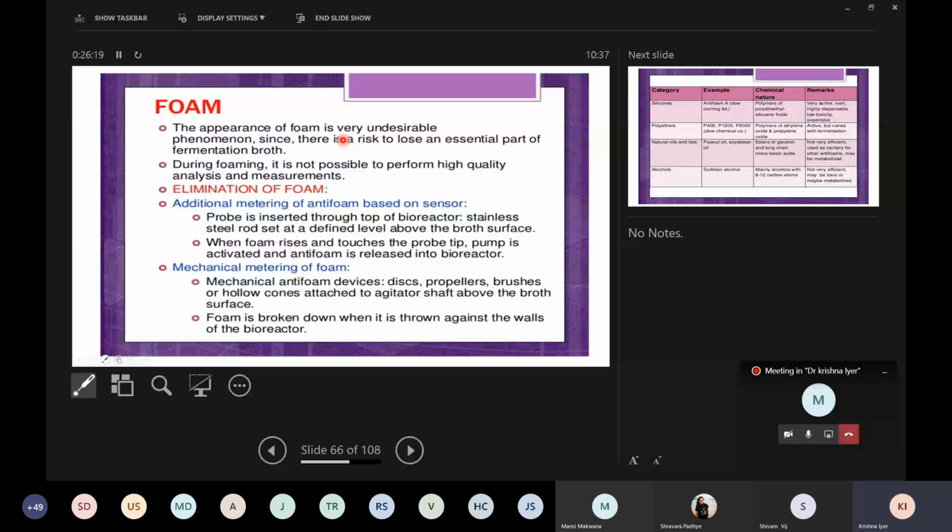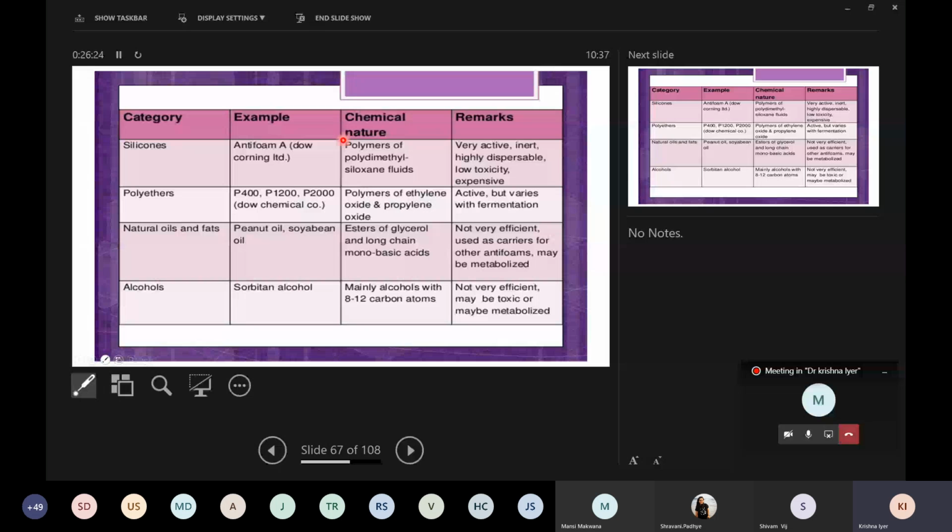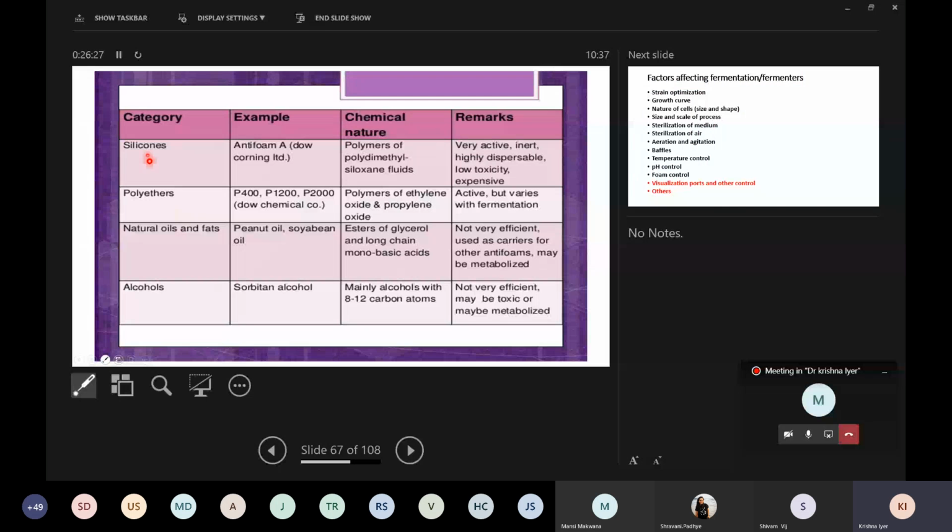Now, when you talk about adding anti-foaming agents, you can have anti-foaming agents of different types. Some of them are very costly, for example, silicones and polyether. The reason they are costly is, one, they are not affected by sterilization. So you can add these anti-foam agents to the medium when it is non-sterile and then sterilize it, and we can also sterilize them separately and then add them to medium which is sterilized when you want to add them during the actual process.